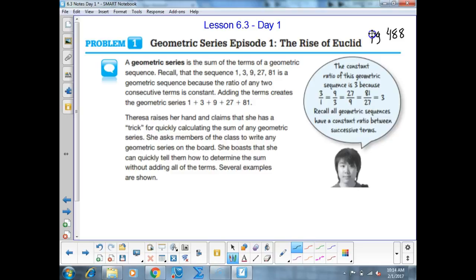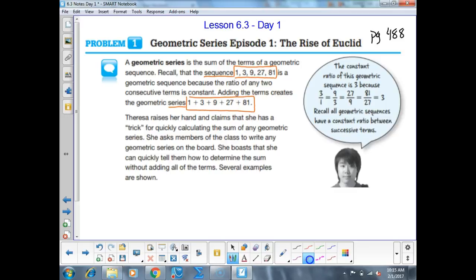Okay? So, if we have the sequence 1, 3, 9, 27, 81. That's a sequence, correct? Because it's separated by commas. If I wanted to write it as a series, I would put plus signs in between. Okay? Same thing.